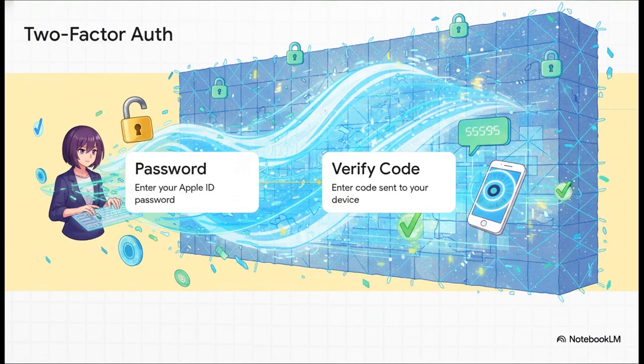Let's demystify this specific tech term right now, because it's actually super simple. Two-factor authentication is just a 2-step process to verify that it's really you. Step 1, you enter your password. Step 2, you enter a unique verification code that Apple sends exclusively to one of your trusted devices or your phone number. Sure, it takes an extra 5 seconds out of your day, but it builds an absolutely impenetrable wall around your identity.